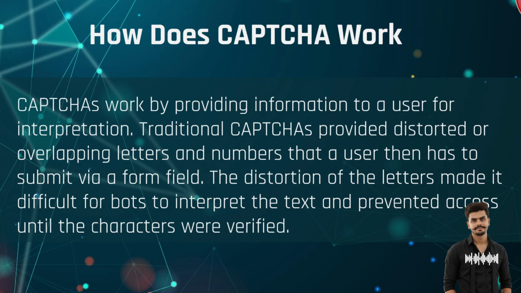CAPTCHAs work by providing information to the user for interpretation. Traditional CAPTCHAs provided distorted or overlapping letters and numbers that a user then has to submit via a form field. The distortion of letters made it difficult for bots to interpret the text and prevented access until the characters were verified. Those were the traditional CAPTCHA systems, where particular text or numbers will be given.